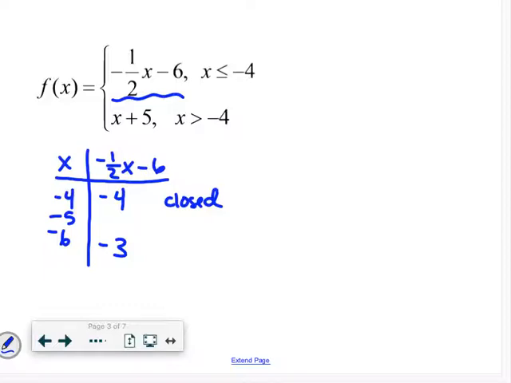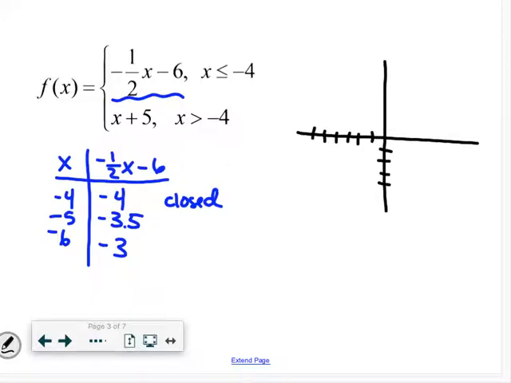-3.5. Okay, it's got a slope of -1/2, right? So they're going down. And I can plot those points. Make a little table or make a coordinate plane. 1, 2, 3, 4, 5, 6. 1, 2, 3, 4, something like that. And I'm going to go 4 to the left and 4 down.